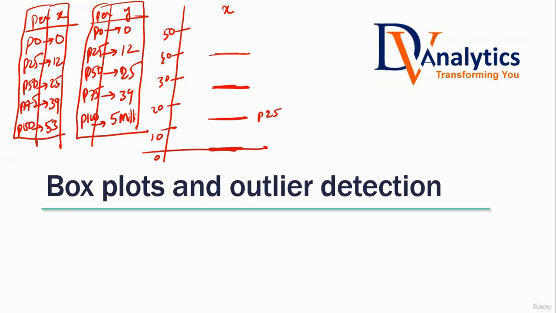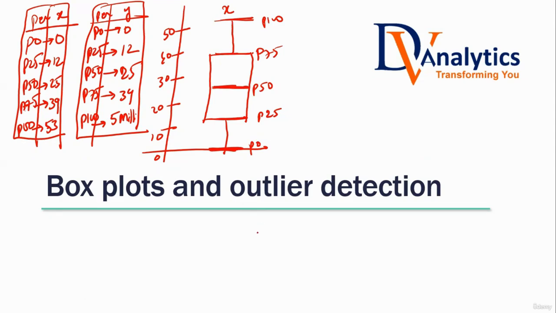39, 40. Near 40. 30 to 40. What is the 100 percentile value? 50, 53, just about that. This is P50, P75, P25, P100. What we need to do is join the 25 and 75 percentiles. Right. This is the box plot for X. This is P0.